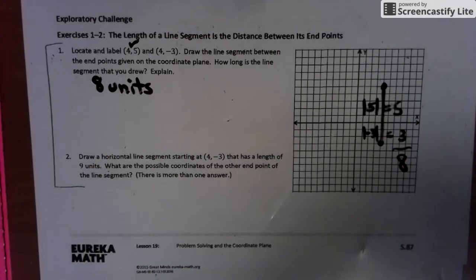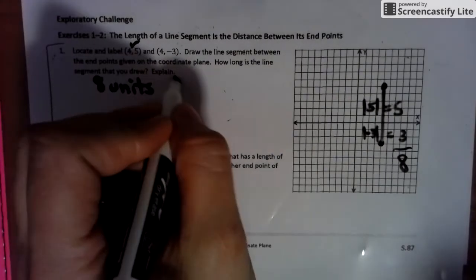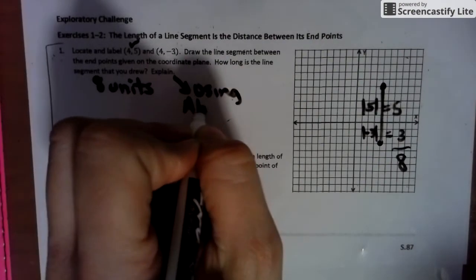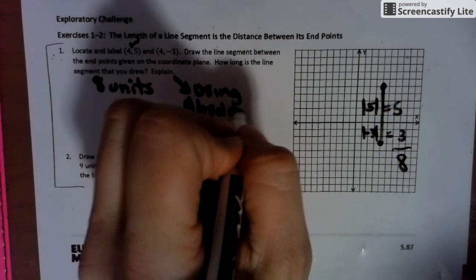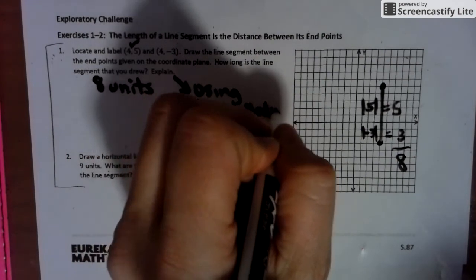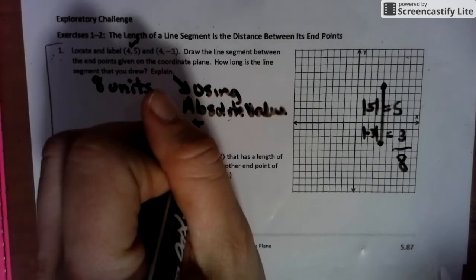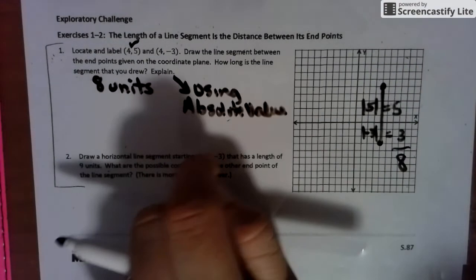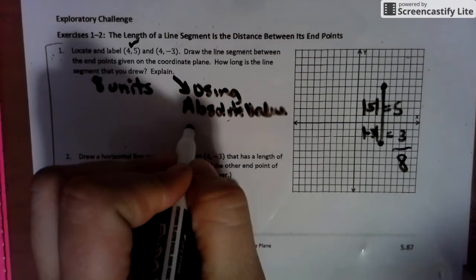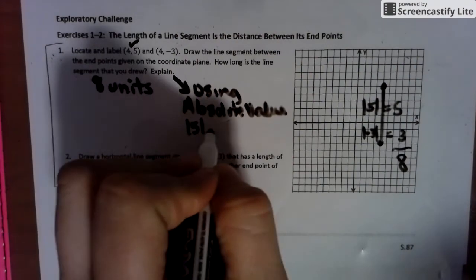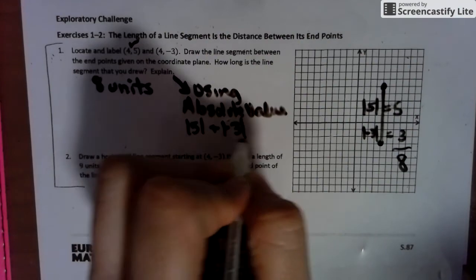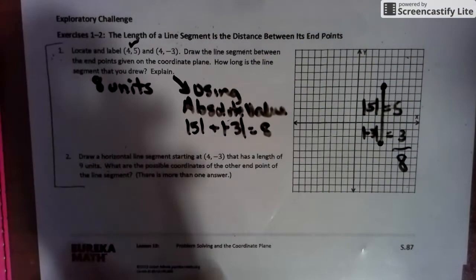Another way of looking at that. So your explanation could be using absolute value. Then you could just show what we put here as your explanation. So you could put 5 plus the absolute value of negative 3 equals 8.